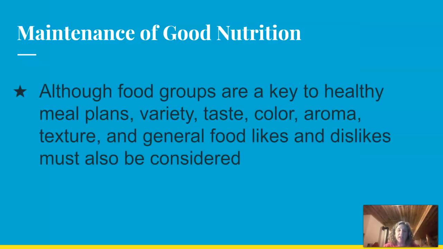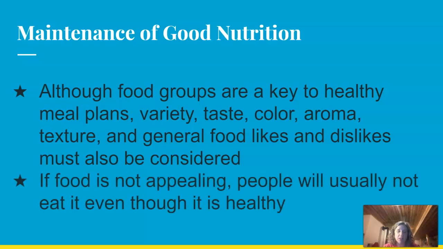All food groups are key to healthy meal plans. Variety, taste, color, aroma, texture, and general food likes and dislikes must also be considered. If food is not appealing, people will usually not eat it, even though it is healthy. Again, this is why restaurants put so much time and effort into how their plate of food looks when they deliver it to the customers, because they want to make sure that it is appealing to them.